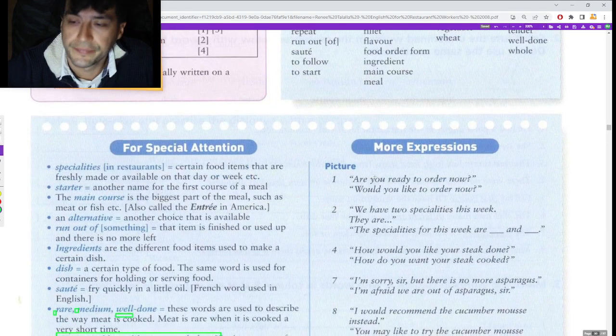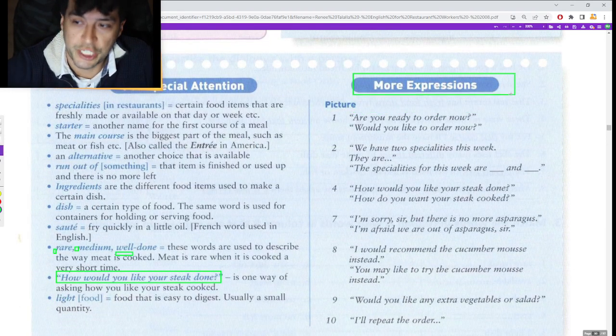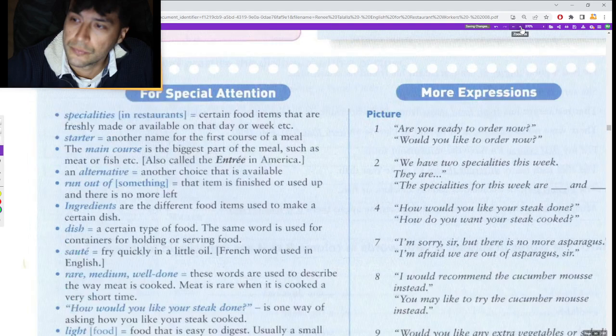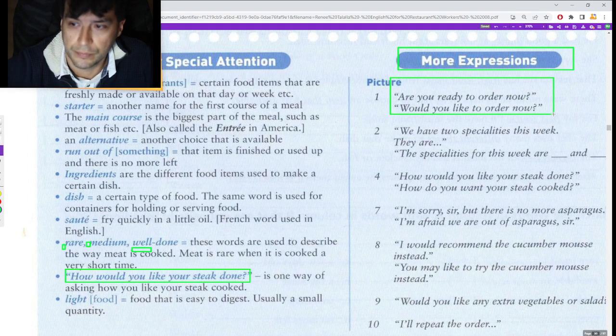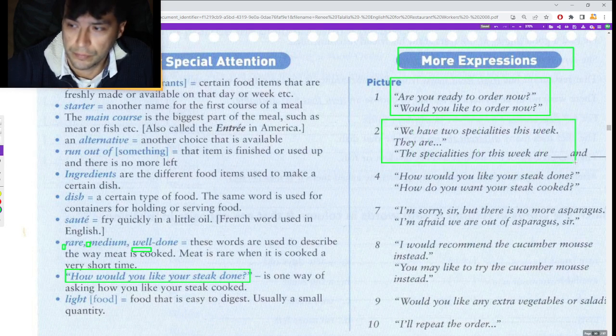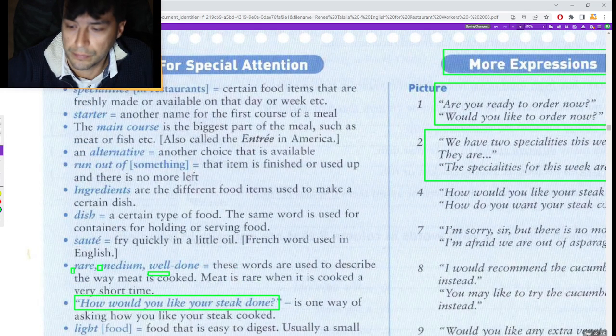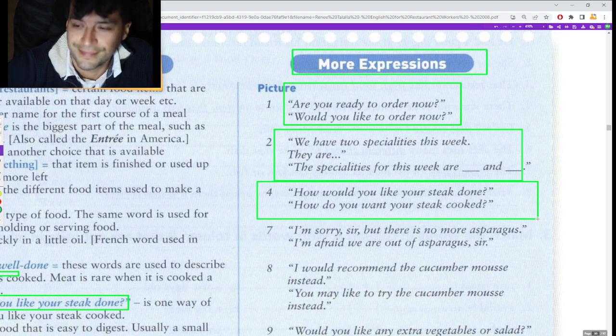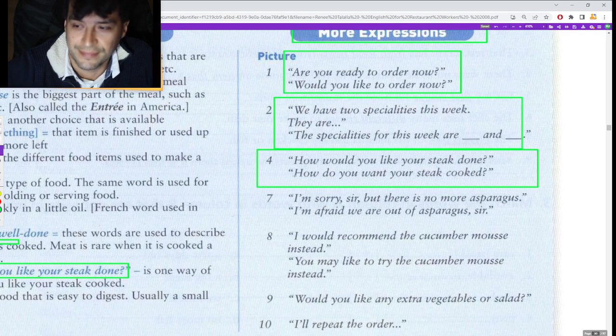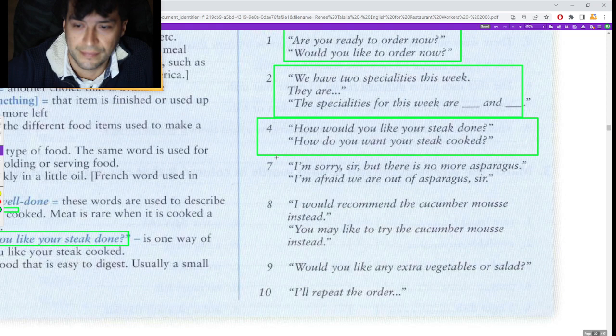More expressions. The following expressions can also be used. Picture 1. Are you ready to order now? Would you like to order now? Picture 2. We have 2 specialities this week. They are... The specialities for this week are... Picture 4. How would you like your steak done? How do you want your steak cooked?